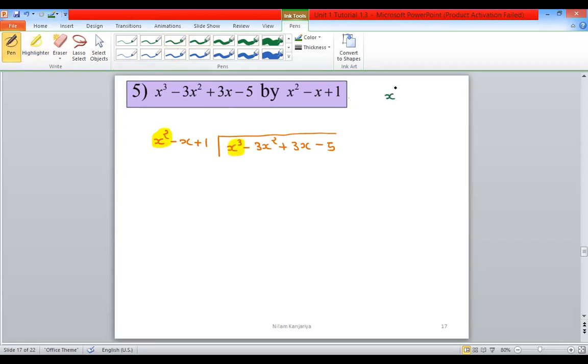What happened? If x cubed is divided by x squared, I get only x. So I put x here, multiply it one by one with the divisor, and put the answer here. x into x squared is x cubed. x into minus x squared, and x into 1 is x. Now change their signs.